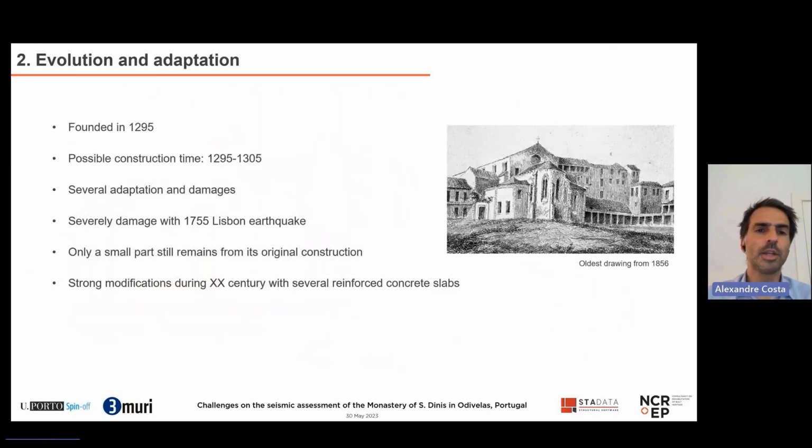Some start information. It is from the 13th century. Possibly the construction date is 1295. It took 10 years to be made, with several adaptations and damages along the years. One of the most important was the 1755 Lisbon earthquake, after which just some parts of the church and also of the cloisters remain until nowadays from the original construction. It should also be mentioned that during the 20th century, several modifications were made, resorting mainly to reinforced concrete slabs and also some beams.